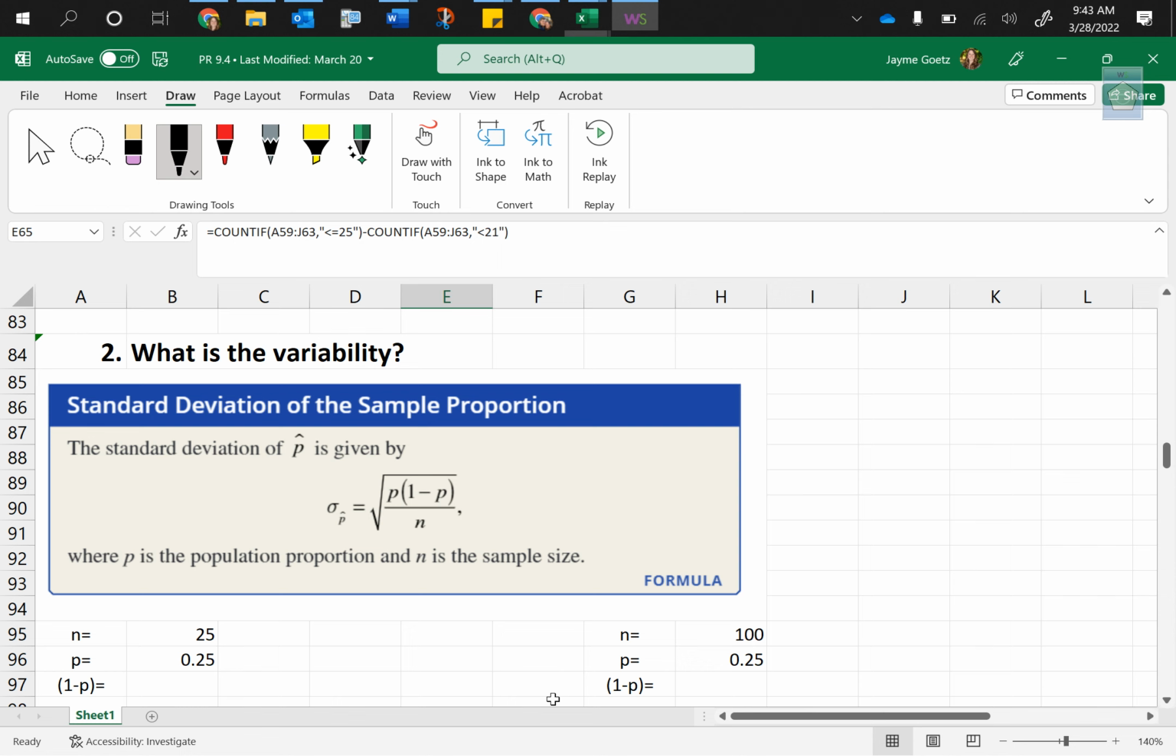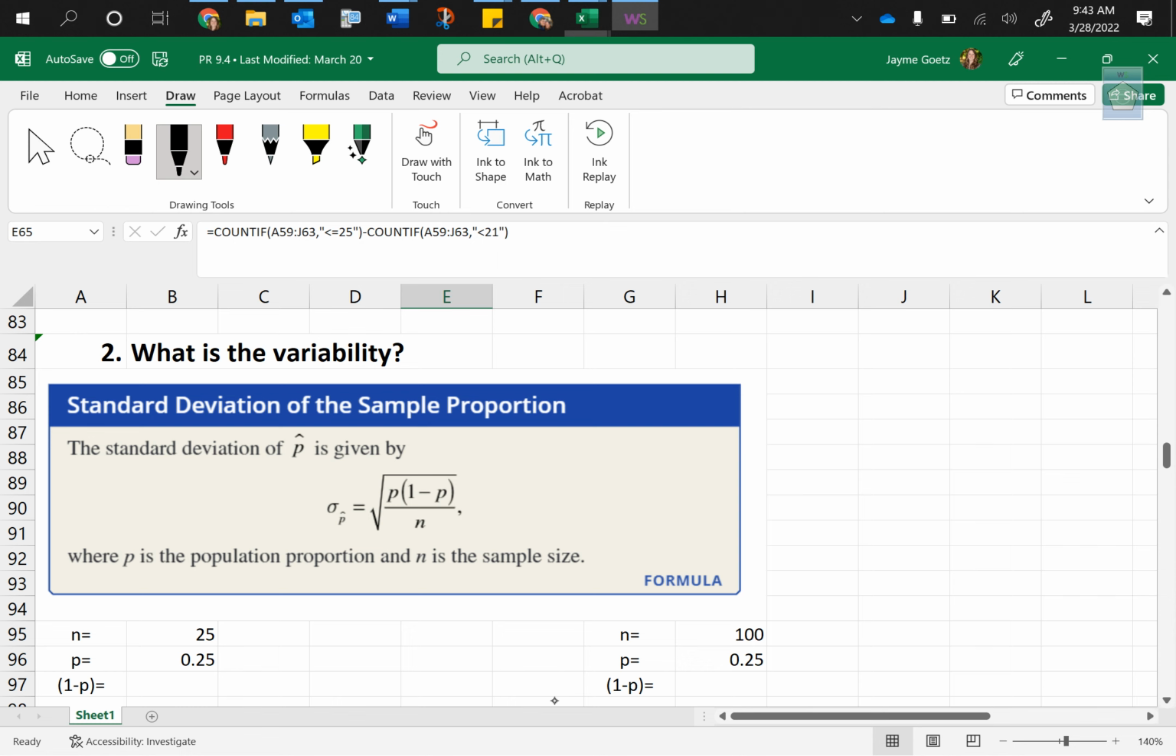The next thing they're going to ask is, what is the variability? Well, that means we're going to have to figure out the standard deviation. To find the standard deviation of the sample proportion, we need to use this formula. Last class we learned how to find the standard deviation of the sample mean. This class we have to use this new formula, the standard deviation of the sample proportion, and that's going to equal the square root of p, your population proportion, times the quantity 1 minus p, divided by the sample size n.